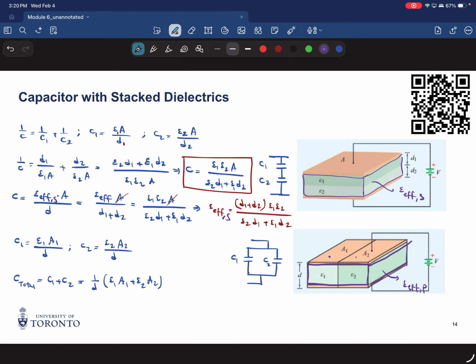Now, I found C total, so that's the end of this question. But if I wanted to replace it with one single slab there, then this C total would be equal to A epsilon effective parallel over D, where A is A1 plus A2.